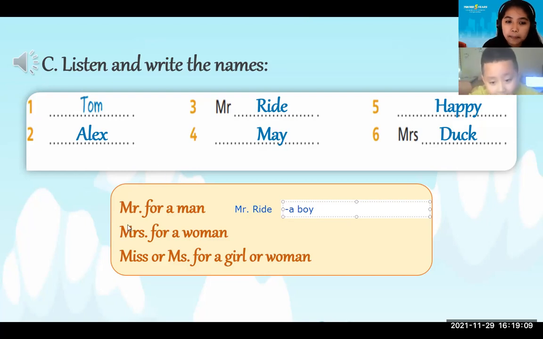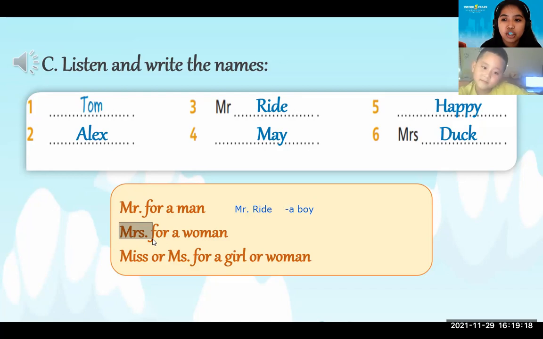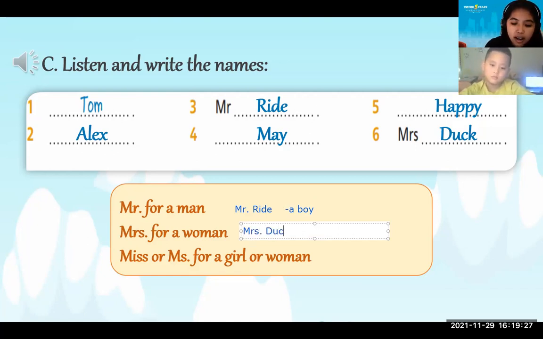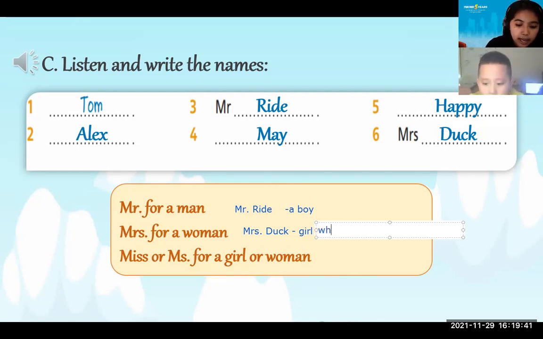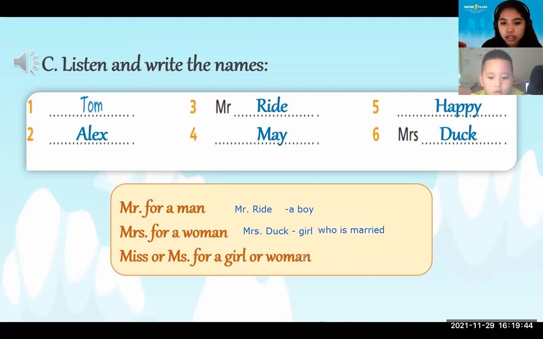Okay. How about Mrs.? Okay, so you repeat after me. You say Mrs. Very good. This one is for a girl. For example, Mrs. Duck. Okay, so this is for a girl. Mrs. is for a girl who is married. Okay. So what is Mrs.? Is it for a boy or for a girl?